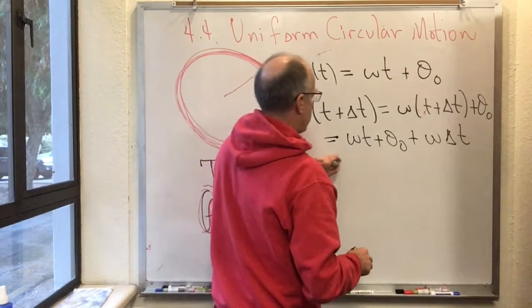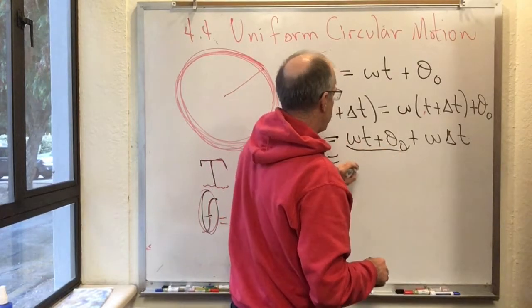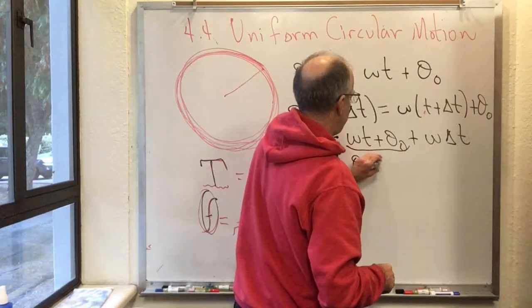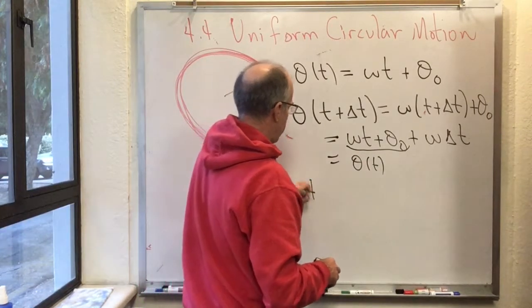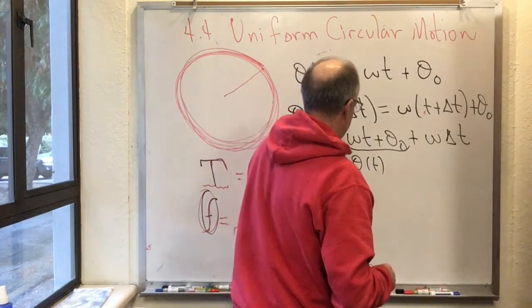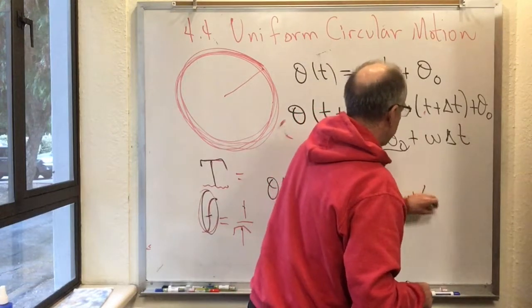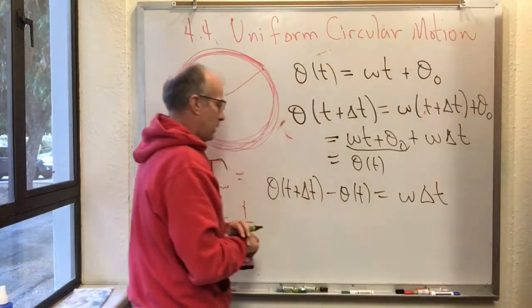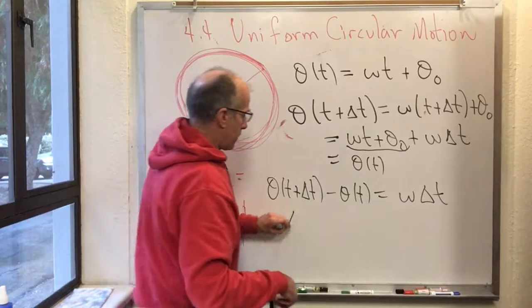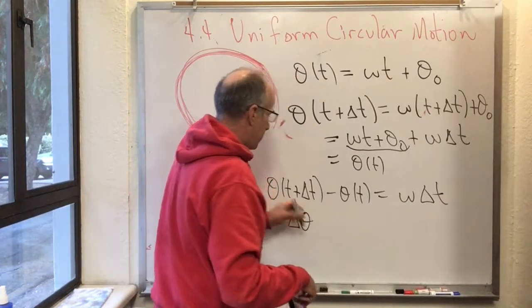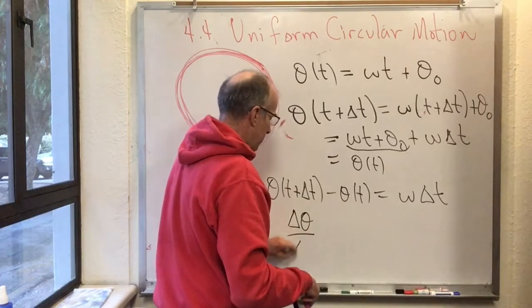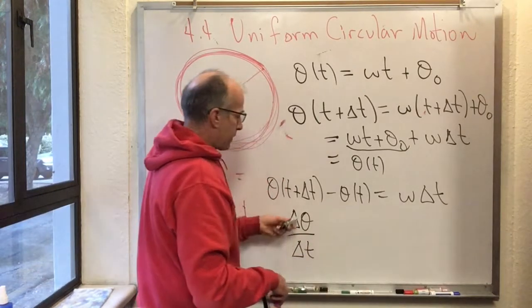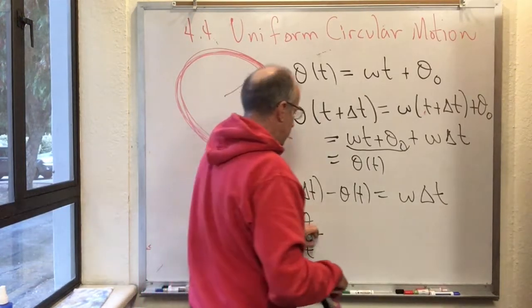The reason I rearranged is so that omega t plus theta naught would be theta of t. So now we have theta at t plus delta t minus theta at t is equal to omega delta t. This thing on the left is worth calling delta theta. That's the change in theta. Divide through by delta t, and I've now got the change in theta over the change in t is equal to omega.